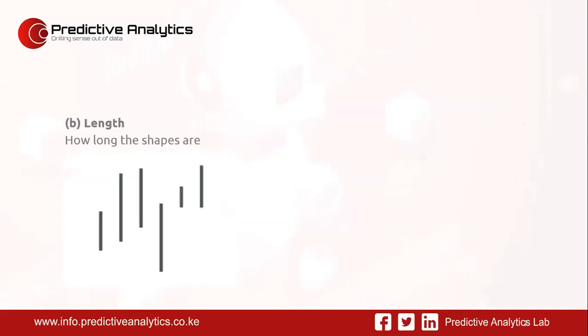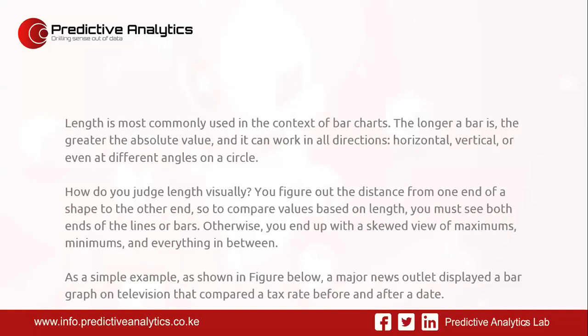Again, you can encode by length. Encoding by length means encoding by how long the shapes are. As you can see on your screen, that's encoding by length. Length is most commonly used in the context of bar charts. The longer a bar is, the greater the absolute value, and it can work in all directions, horizontal, vertical, or even at different angles on a circle.